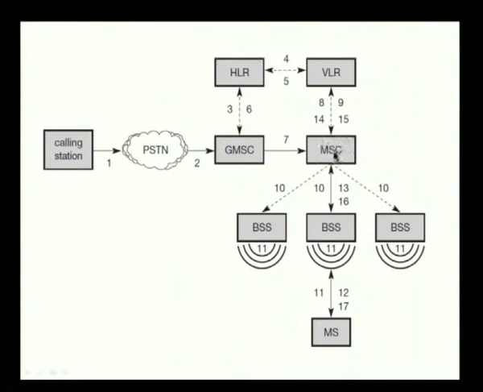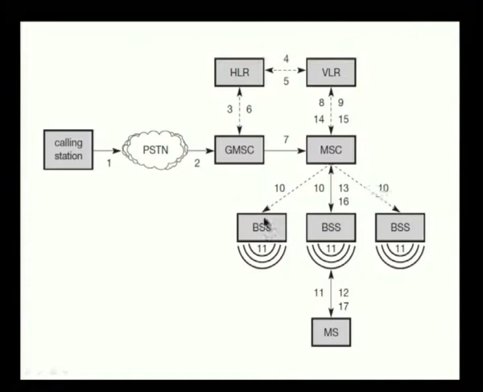So, in step 8, once again the mobile switching center will get the information about the current location register. So, that is achieved in step 8, and step 9 is the one which gives the information to the MSC. So, after getting the current location area, the MSC will initiate the paging signal. So, that is shown in step 10.